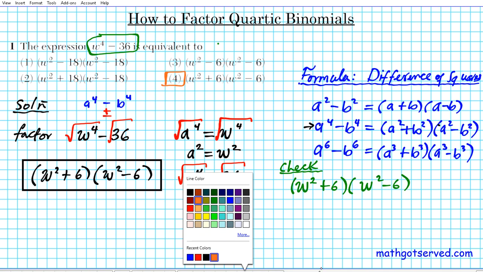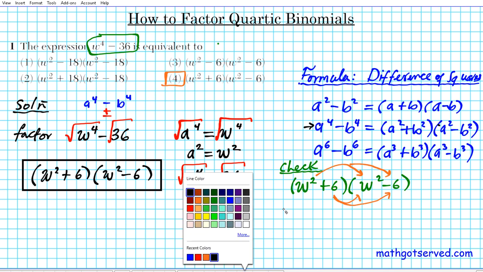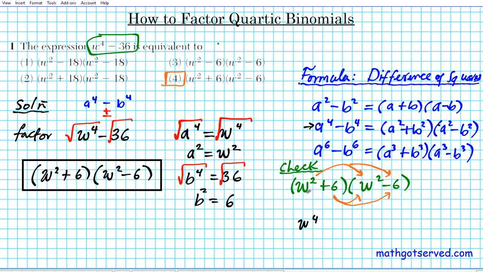We're multiplying two binomials, so we're going to double distribute. Just FOIL it out. First, outer, inner, last. Alright, so what do we have here? W squared times w squared is w to the fourth. Remember, when you're multiplying exponents with the same base, you add the powers. Okay, w squared times negative 6 is negative 6w squared, so we've done first and outer. Now we're doing inner, which is plus 6w squared. And then last, plus 6 times minus 6. When you multiply different signs, you always end up with negative, so negative 36.